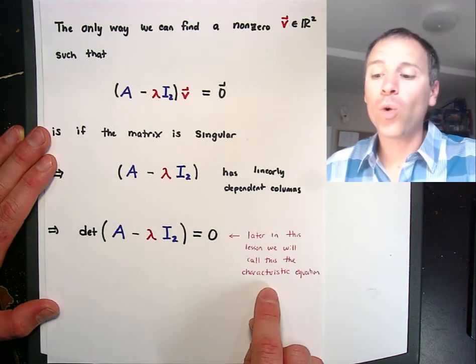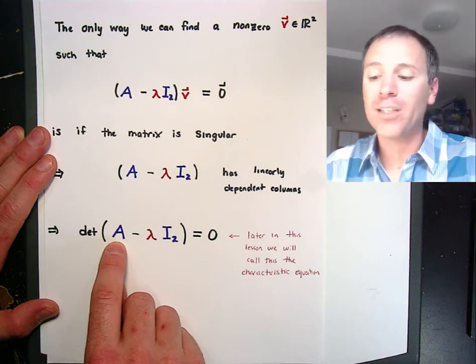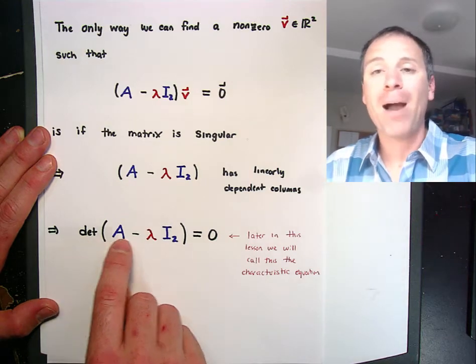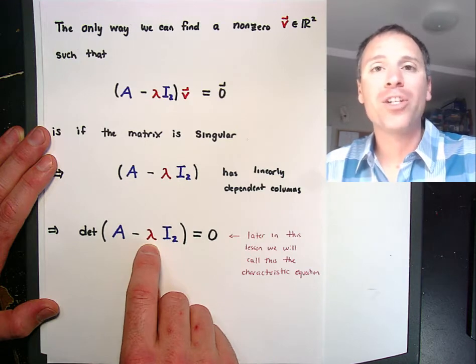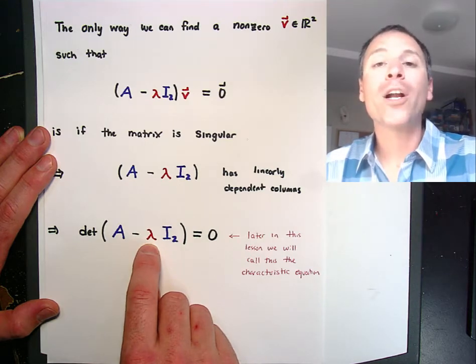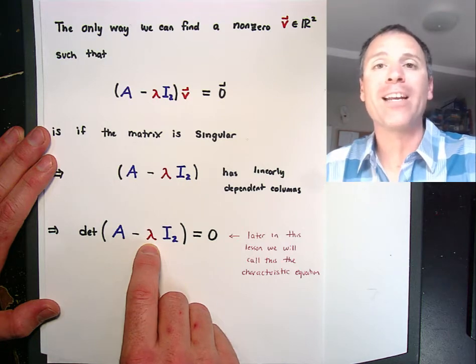Later in this lesson, we're going to formally define this equation when we're looking at an n by n matrix. Take the determinant of A minus lambda In and set that equal to 0. That is an algebraic equation involving the variable lambda. We're going to call that the characteristic equation, and it's used to find eigenvalues.